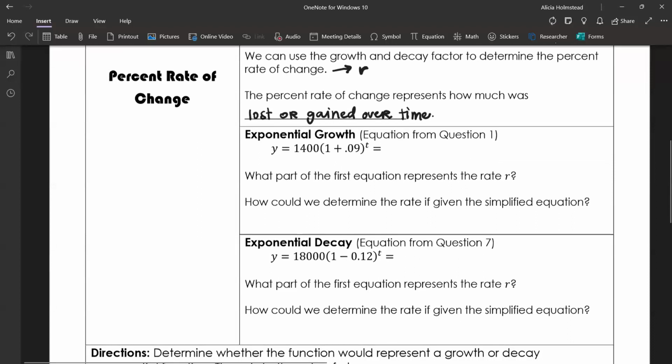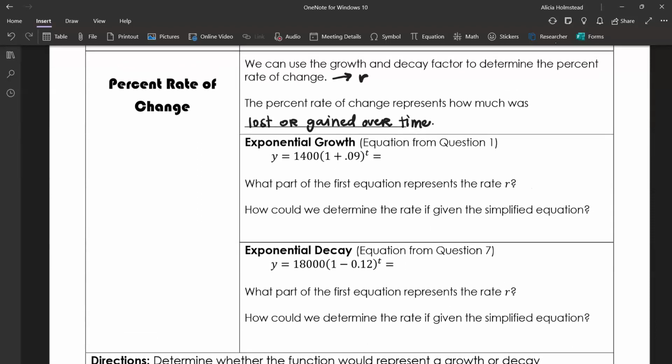Okay, so let's think about this, see if we can figure out how we would solve for these things. For exponential growth, this equation that I've written is the equation that we used on question 1 of the previous section. It was 14,000 times 1 plus 0.09 to the power of t, and that can be simplified to 14,000 times 1.09 to the power of t if we just combine these two numbers inside the parentheses. Okay, so our first question says, what part of the first equation represents the rate r?